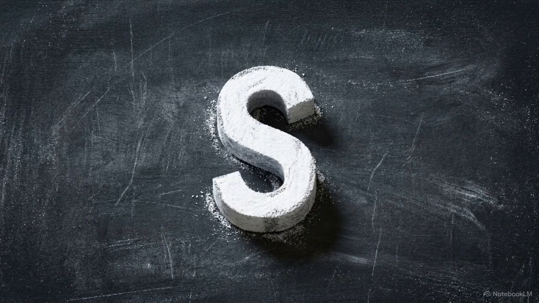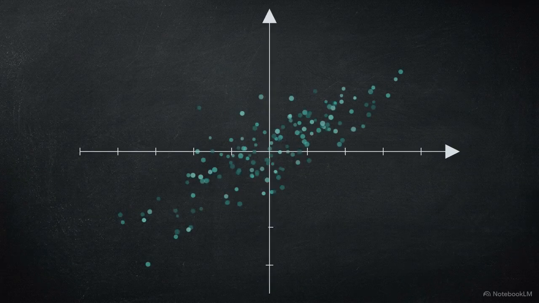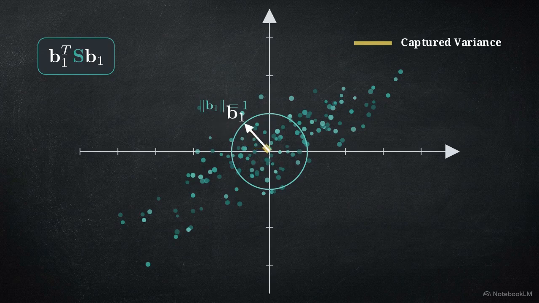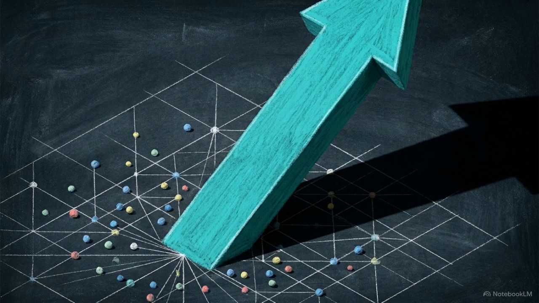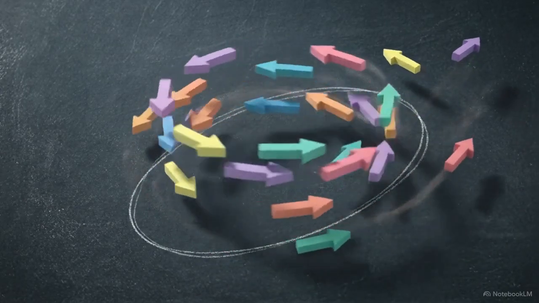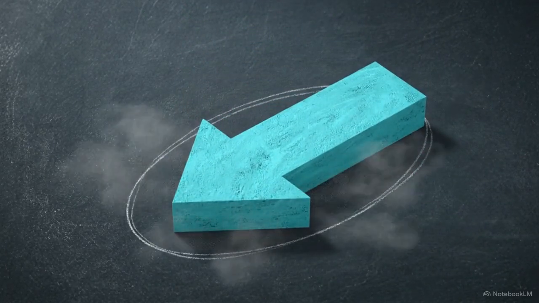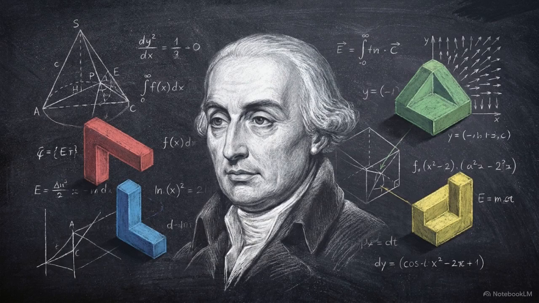This gives us a precise mathematical objective. We need to find the specific projection vector, B sub 1, that maximizes the quadratic form, B sub 1 transpose times S times B sub 1. We must also enforce a unit vector constraint, setting the length of B sub 1 precisely to 1. Without this restriction, you could artificially inflate the variance calculation simply by scaling the vector. The desire to capture the most information is now locked into a strict constrained optimization problem, entirely governed by the covariance matrix. To solve a constrained optimization problem like this, we turn to the Lagrangian method.